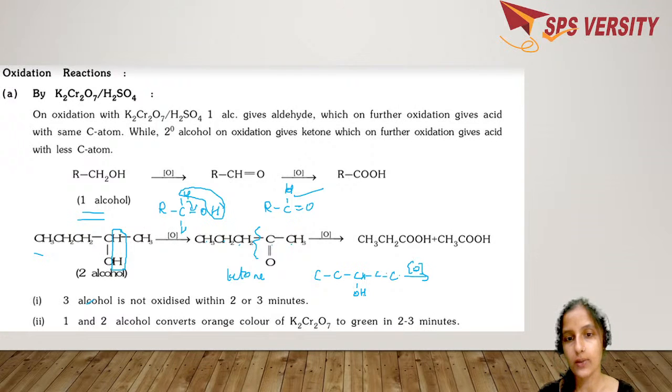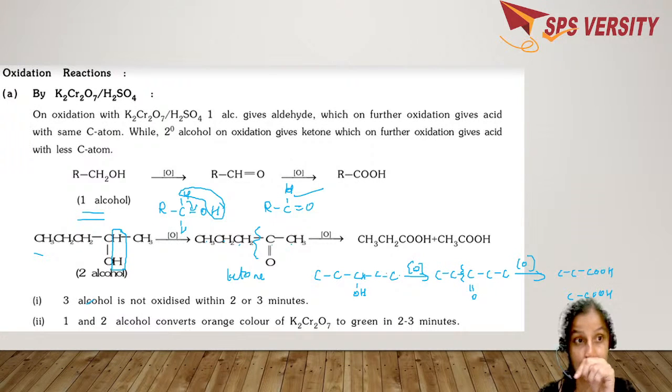First, hydrogen from here will go, hydrogen from here will go, resulting in the formation of a ketone. And then when you further oxidize it, this is going to break this way. How is it going to break? This way. So this will be one product. COH will be one product, and this side it is COH. Rest of the valences you can satisfy with the hydrogens.